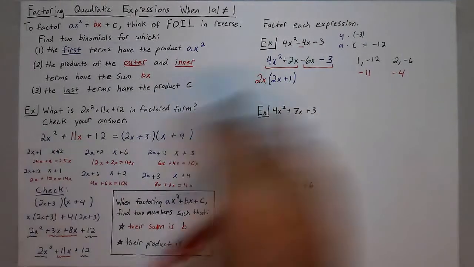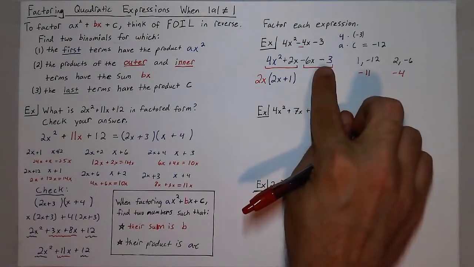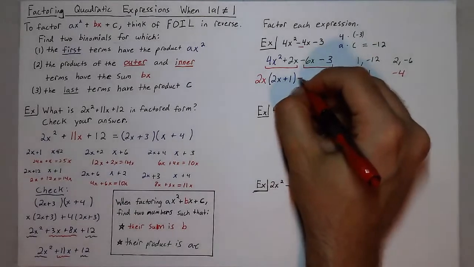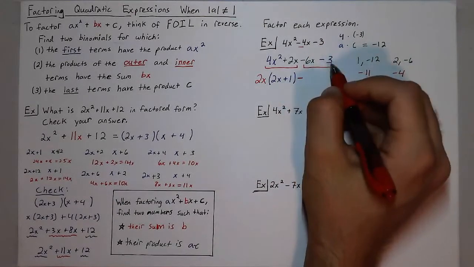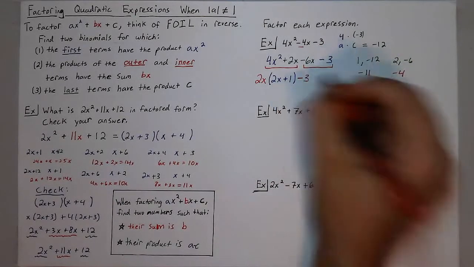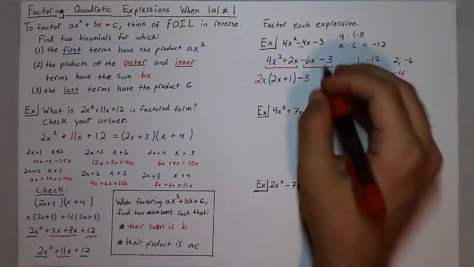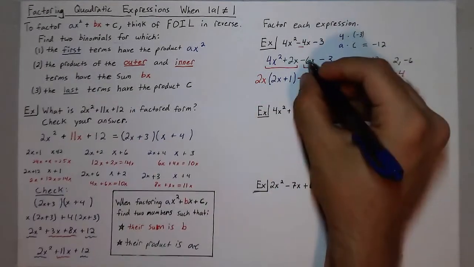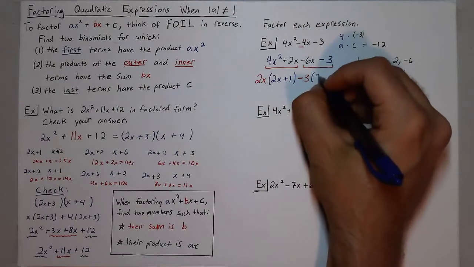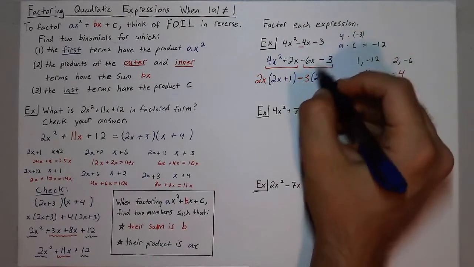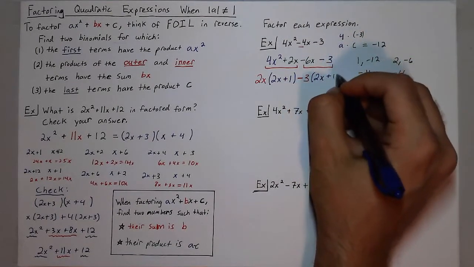Now in my second group, they're both negative, so I should definitely factor out a negative value. And they both have 3 in common, so I can factor out a negative 3. When doing so, I'll be left with negative 6x divided by negative 3, which is 2x, and negative 3 divided by negative 3, which is 1.